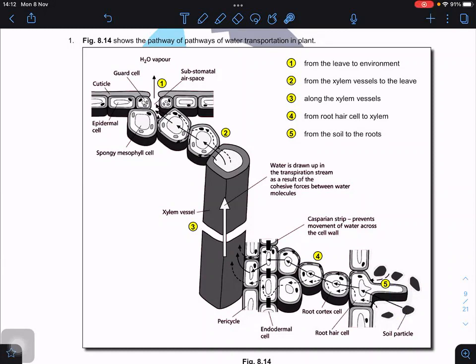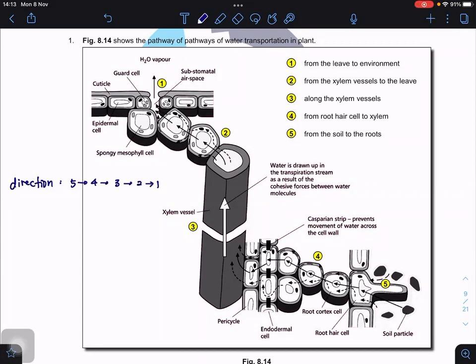Okay, so here we have 3 things you need to understand for this diagram. Because I can't get a better diagram, this is the diagram I can get. So with the labels 1, 2, 3, 4, 5, I don't want to change it. First of all, you have to know the direction is always from the soil to the atmosphere. So it means that the direction will be 5, 4, 3, 2, 1. Okay, so write down direction: 5, 4, 3, 2, 1. Are you clear? This is the direction of movement.